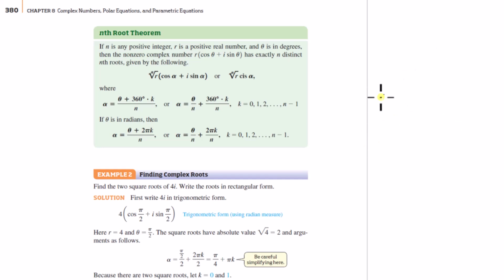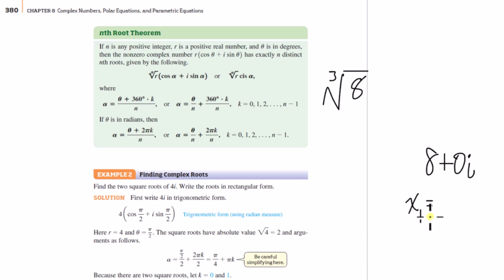And just to give you a preview on this, a lot of the time it does work out. If you came off to the side and found all 3 of the cube roots of the complex number 8 plus 0i, well, the first cube root, the one that corresponds to k equal to 0, is going to be 2 plus 0i. Perfect. Great. But the problem is it doesn't always work out this way.